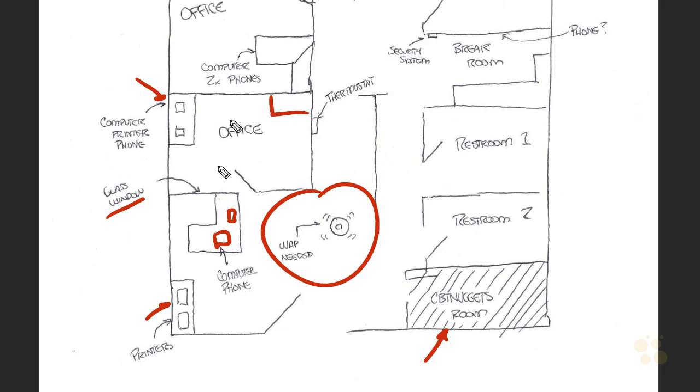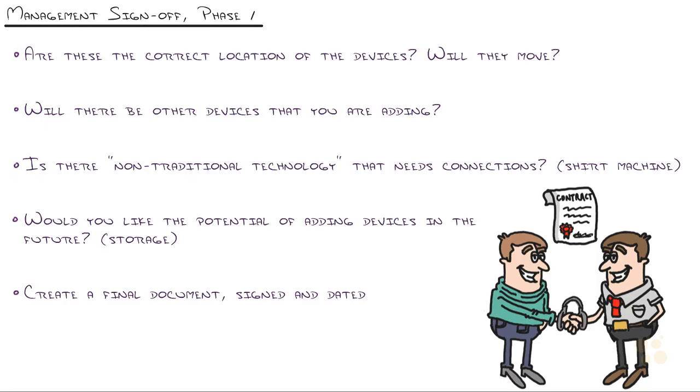Or, you know what, we're going to be moving somebody else into that office, so we're going to put them right there. This is the time to have the conversation, not after we've done all the cabling for this building. Here's what you're after in this phase 1 sign-off. You want to find out, are these the correct locations of the devices? Are they going to move?